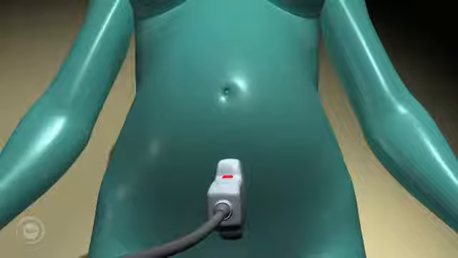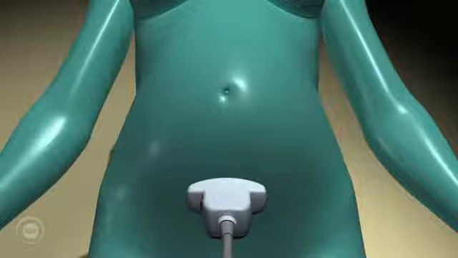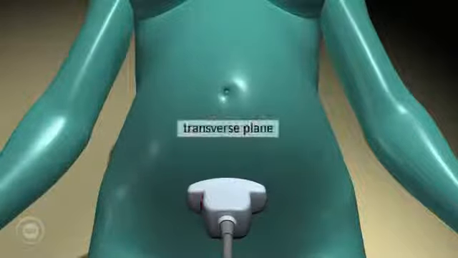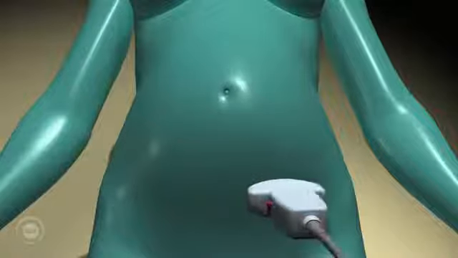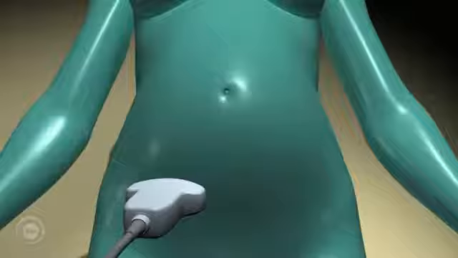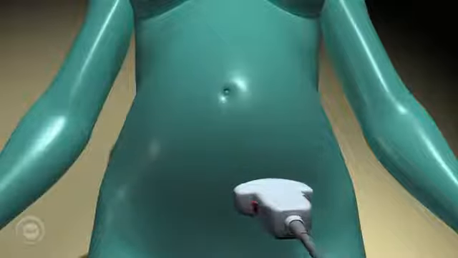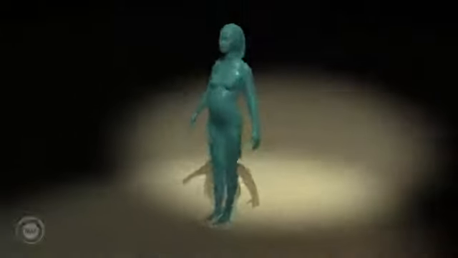Transverse. We then rotate the probe through 90 degrees so it's in the transverse plane. This means the long axis of the probe is lying across the mother. We then scan systematically across the mother's abdomen, taking slices crossways, giving left to right images.